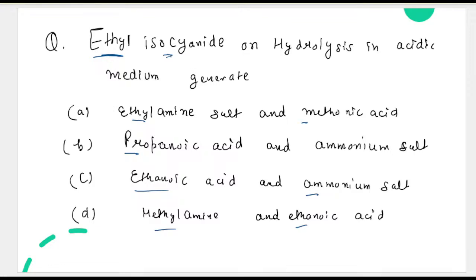Okay, there is a hint for you. Try to add the water molecule on an isocyanide bond.